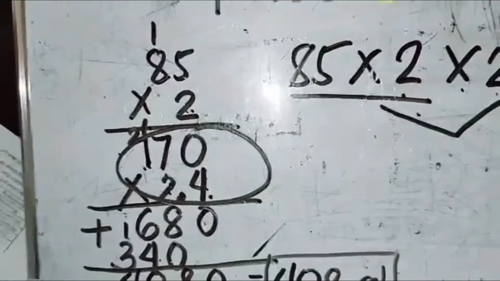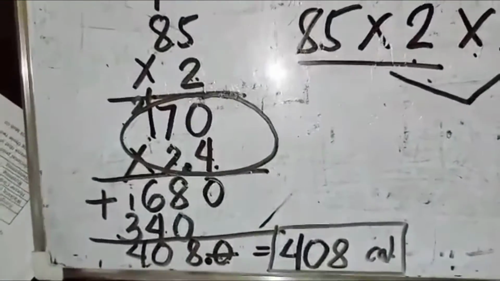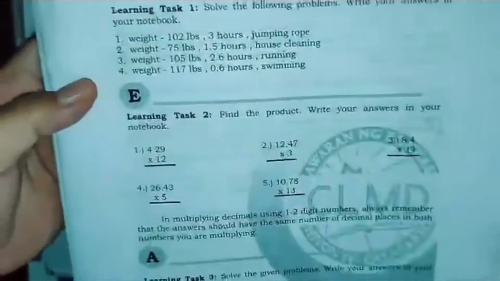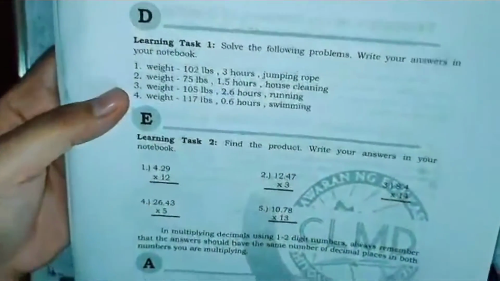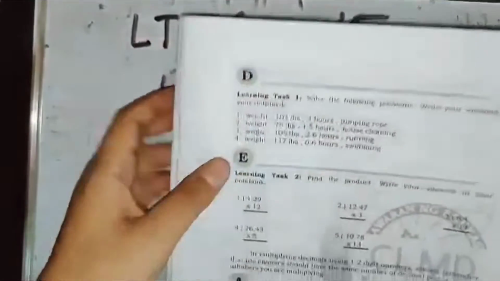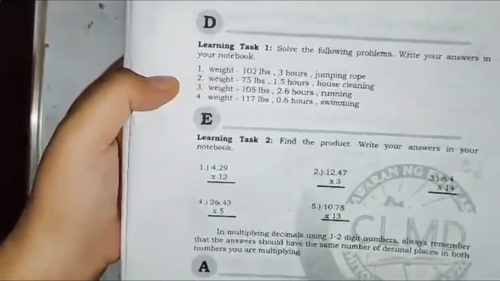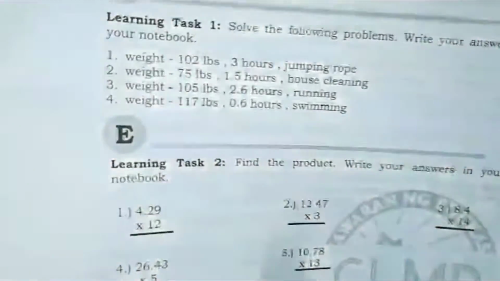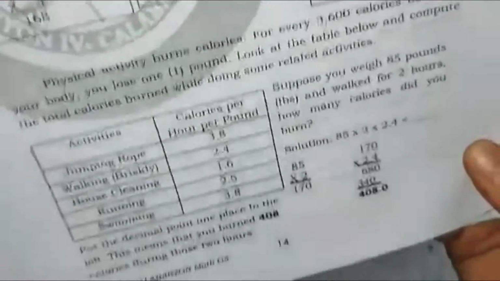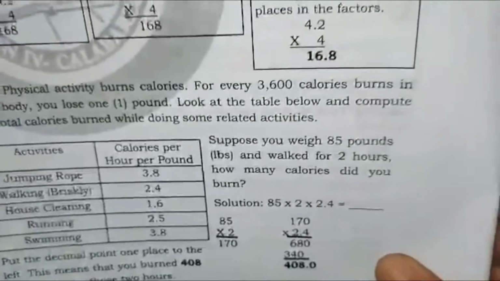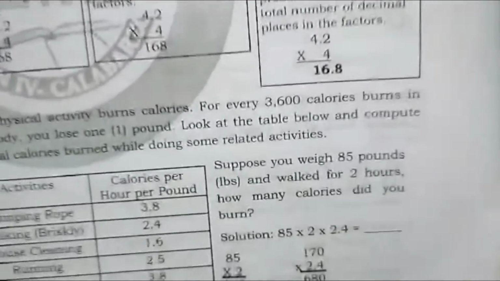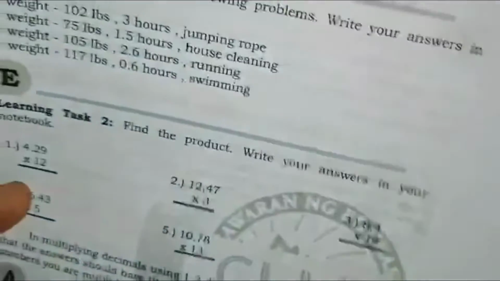Ganito yung example natin sa learning task number 1 on page 15. Okay, let's move on. Sagutan natin yung learning task number 1 on page 15. So, ito yon. Okay, katulad nung kaninang sinolve natin, gagamitin nyo yung table. Dito kayo titingin ng calories per hour per pound. Okay. So, sagutan natin yung number 1.